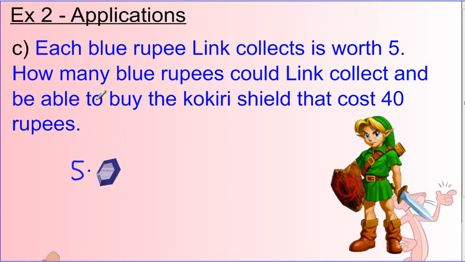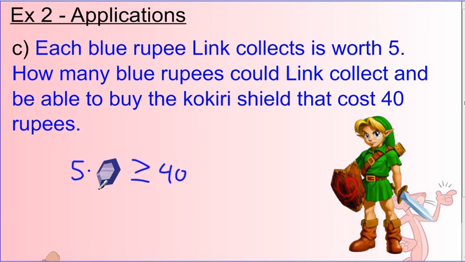And Link wants to be able to buy this shield that costs 40 rupees. So he needs to have at least 40. He can have more than 40, but he can't have less. So he wants the number of rupees to be bigger than or equal to 40. That way he can buy the shield that he wants.